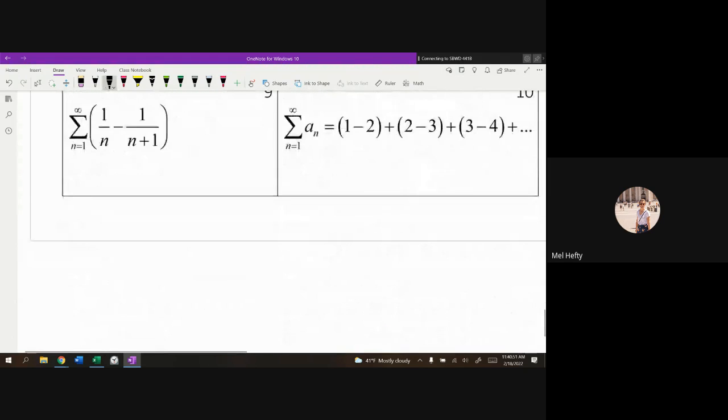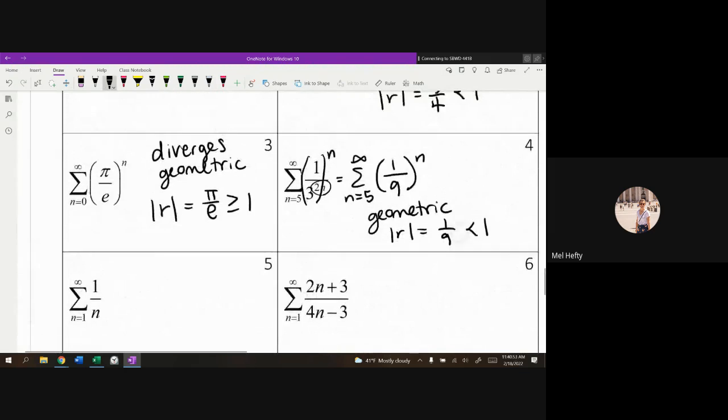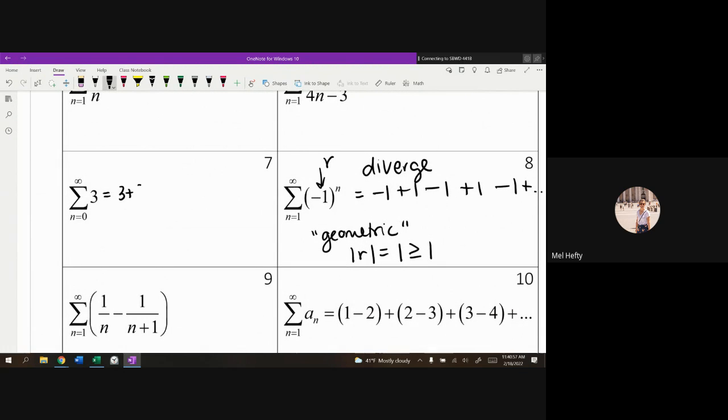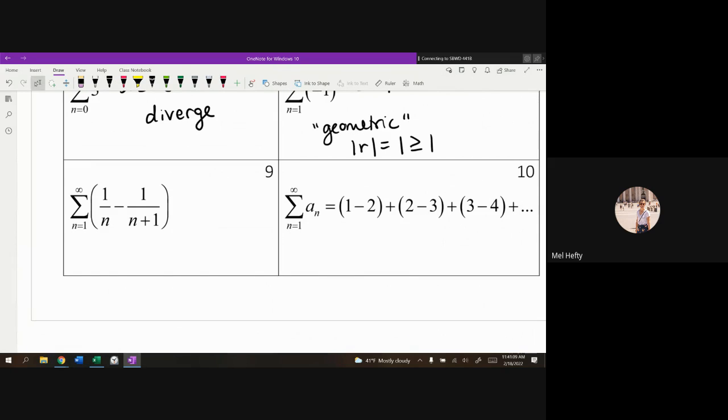Did anyone else have strong feelings on any of the other ones? 7 you had strong feelings about? All right, so what do you think this does? All right, we'll be able to prove that one today. Any other ones you thought about? 9? Ooh. Did you list out any terms for this one?